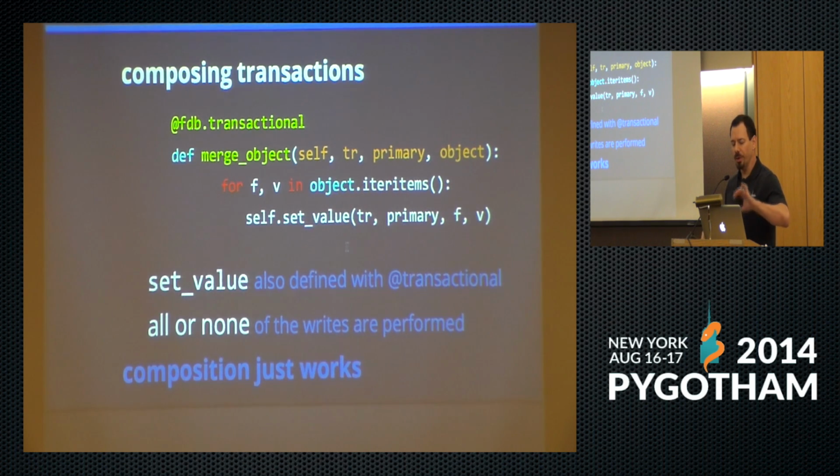Basically, all or none of the writes from merge object, when you go to commit, will be performed. That's the property of atomicity. Either the commit is going to succeed and they'll all be performed, or none of them will happen and they'll all be retried. So you can compose transactions this way two, three, four deep, as much as you want, and exactly what you think should happen from looking at it is what's going to happen. The composition just works.